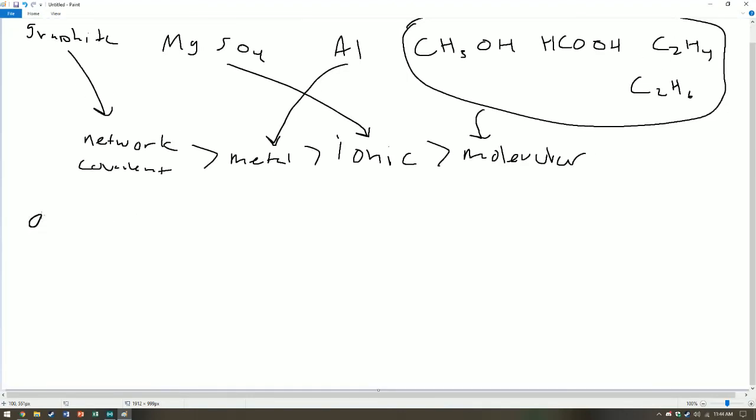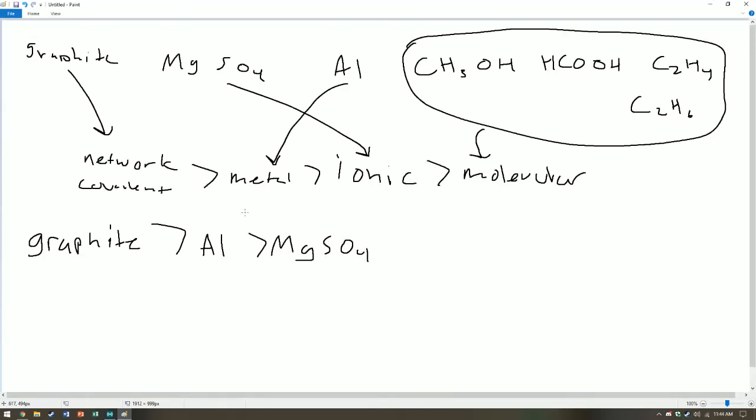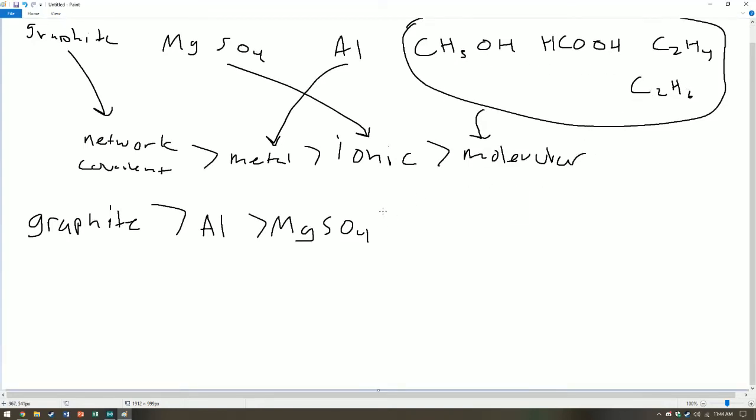Graphite, aluminum, and so there you go. That's already half the battle done just by doing that step. Now, I want to break these down here into ordering them. So now I just have to consider the molecular bit.